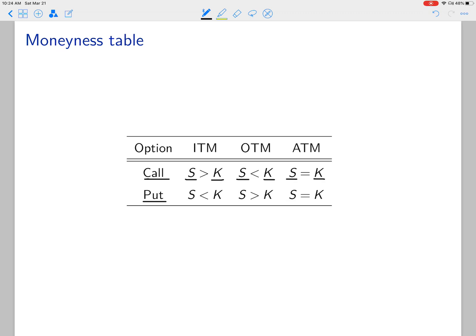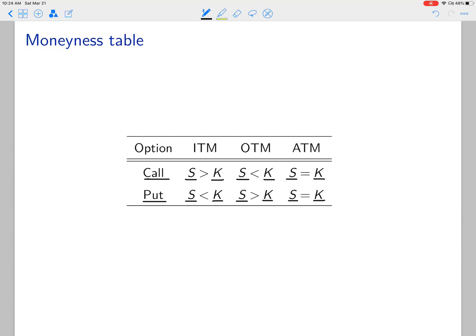For a put, the option is still in the money if the intrinsic value is positive. For a put, the payoff is max of K minus S and zero. So the put has positive intrinsic value whenever the current stock price, S, is below the strike price, K, which we have the right to sell at. The option is out of the money if the current stock price, S, lies above the strike price, K. And the option is at the money if the intrinsic value is both zero and the current stock price, S, is equal to the strike price, K.